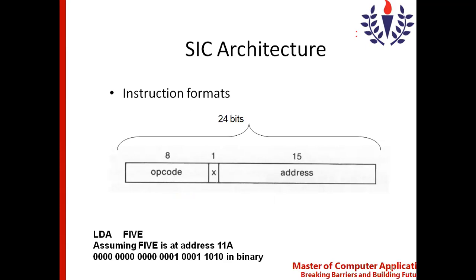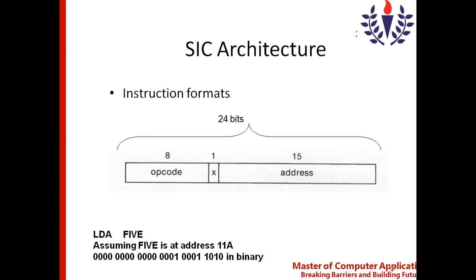The opcode field represents the operation code. What is the operation we perform using the instruction? In that particular instruction, what operation is being carried out is represented by the opcode. It can be called a mnemonic as well. And the X bit decides what kind of addressing we use in the instruction. The address field represents the address of the symbol. Which symbol we use in the instruction, and the address where the symbol is located, is given by the address field.